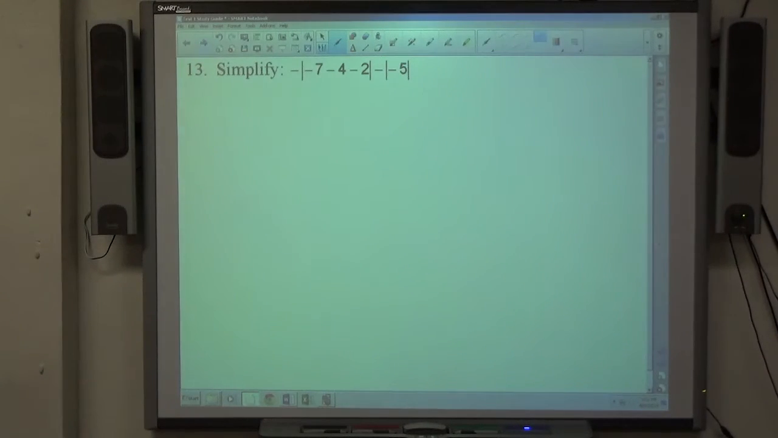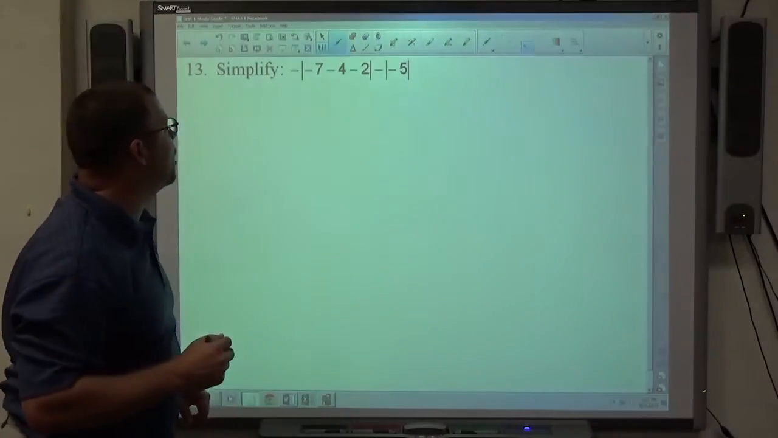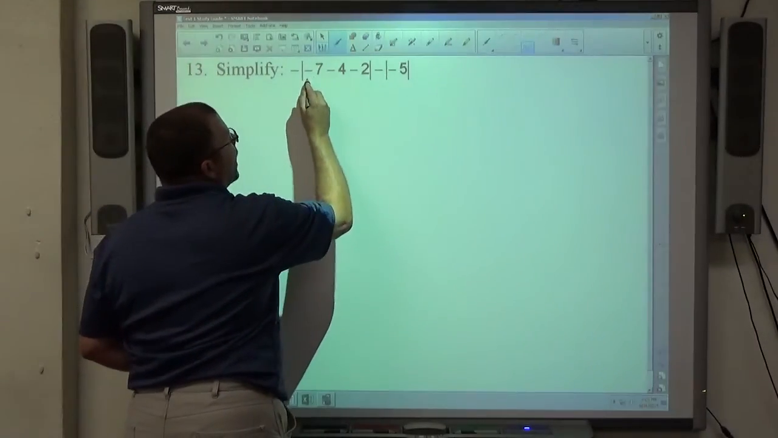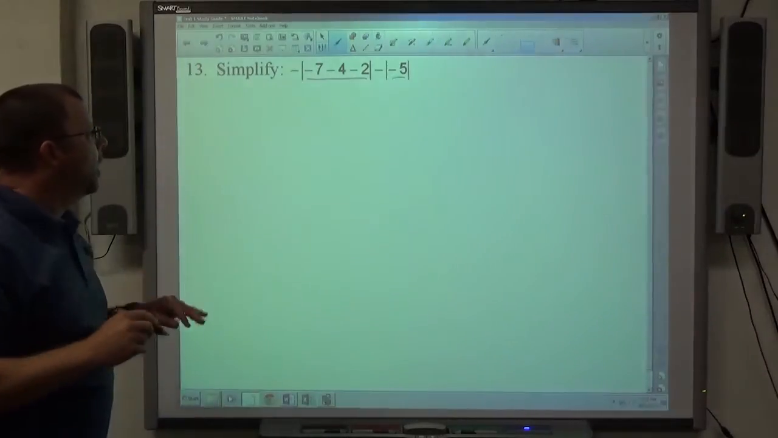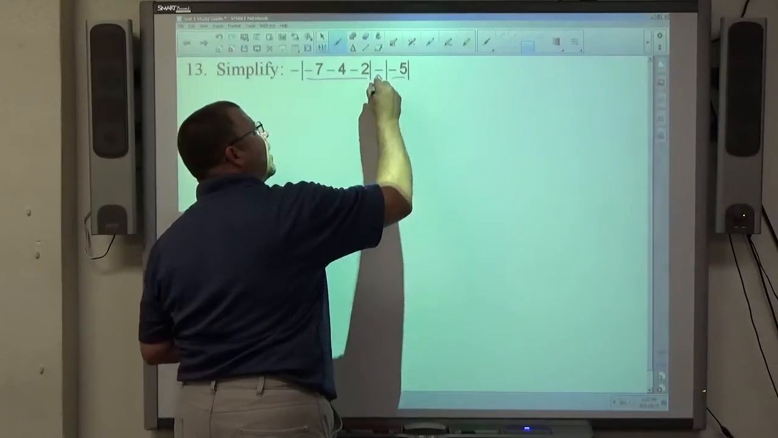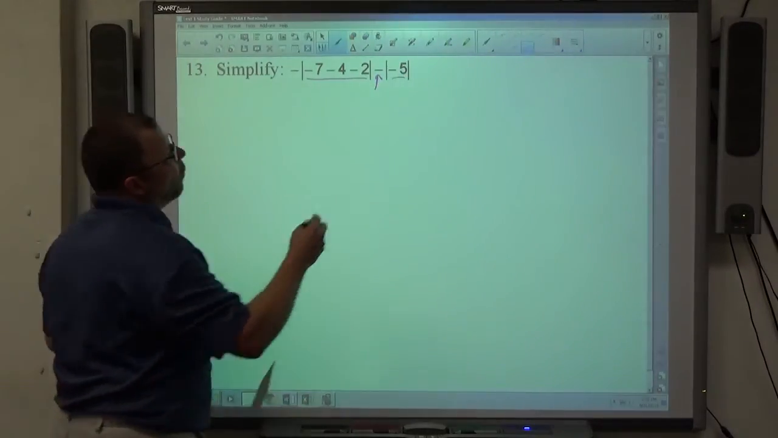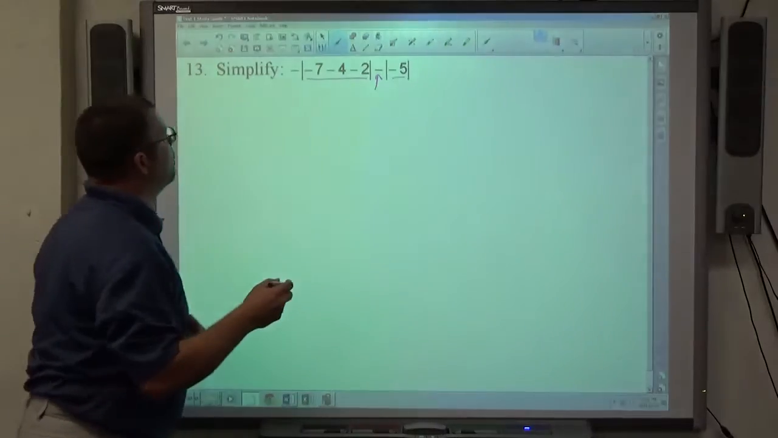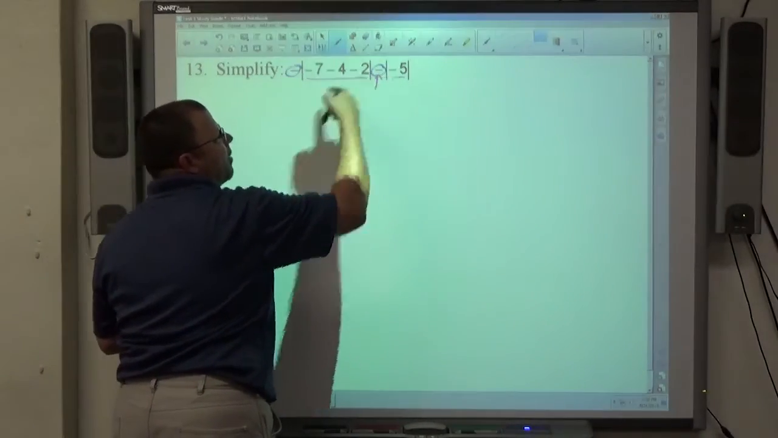Number 13, we have, once again, simplify. Once again, we have some absolute value bars. This time, we got stuff inside absolute value bars and just a number. And once again, it's separated by a plus or minus sign, so this does not affect this and vice versa. Now, one other thing you want to notice before you start simplifying this is this minus sign is out in front of the bars. This minus sign is out in front of the bars.